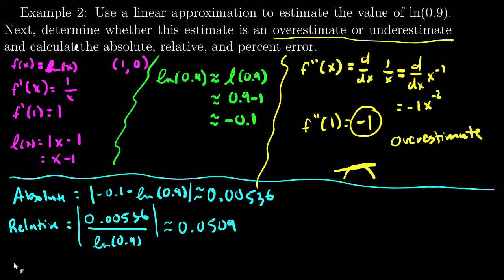And then finally, to change this to a percent error, I just multiply this by 100 and write the percent after this. So this will be approximately 5.09% off.